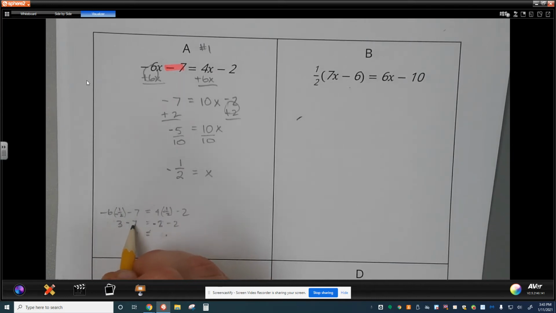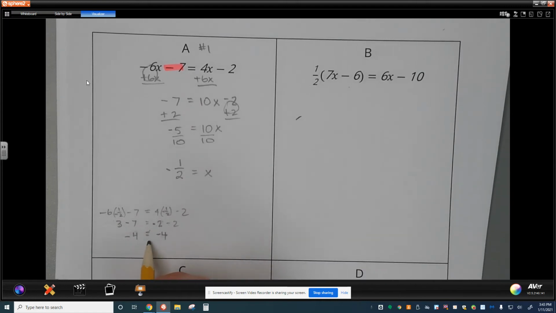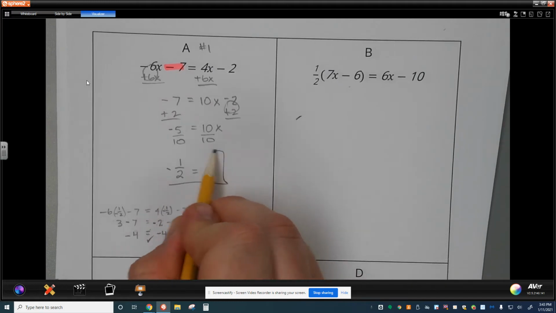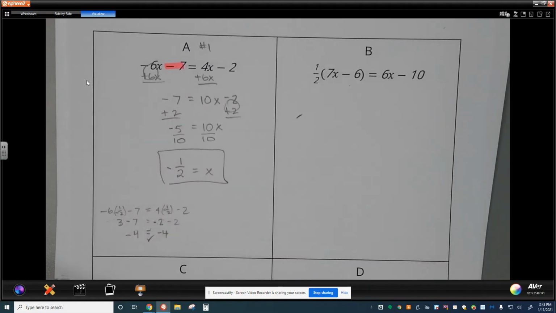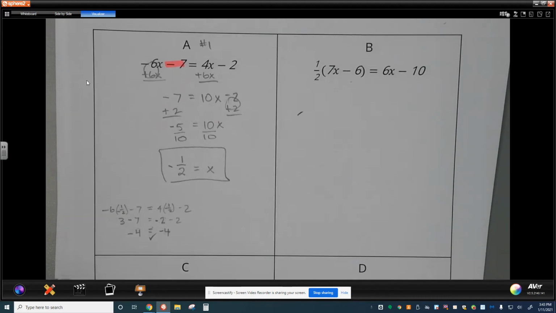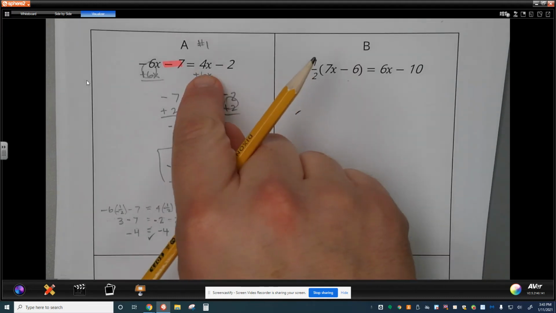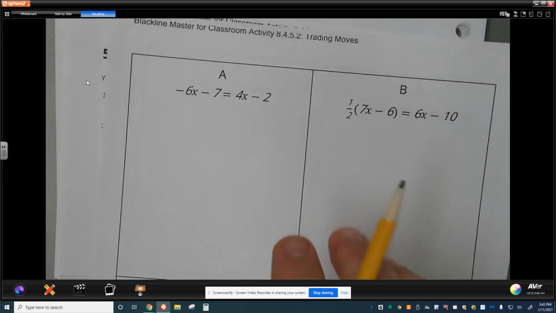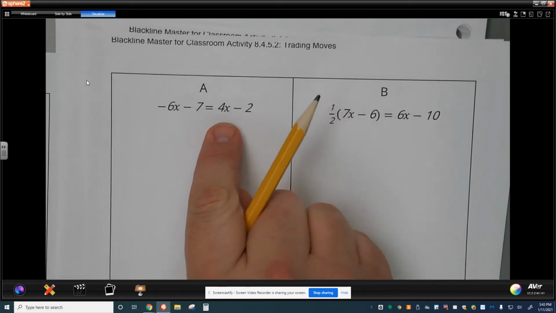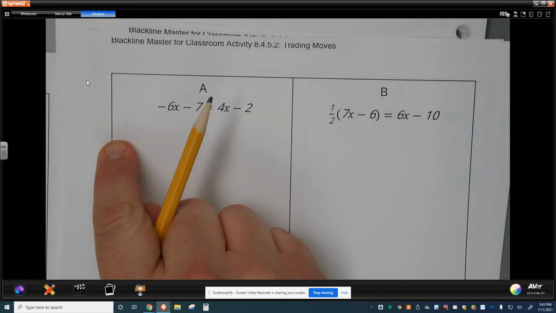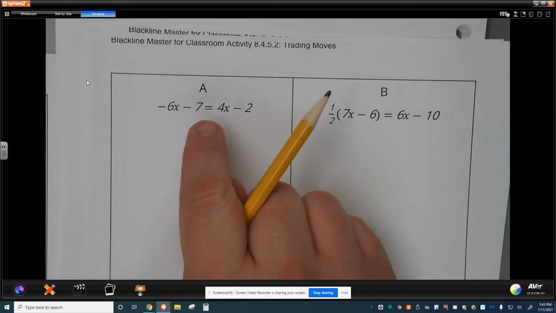3 minus 7 is a negative 4. Negative 2 minus 2 is also a negative 4. And I know that because this is true, this negative 1/2 is the correct solution. Now, let's say that you don't like to start with the term that has the variable in it. Maybe you like to make the term go just to the left. Okay, you can do that.